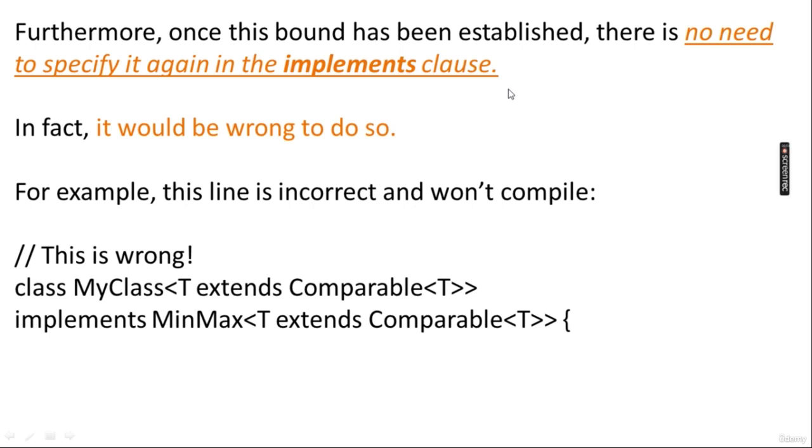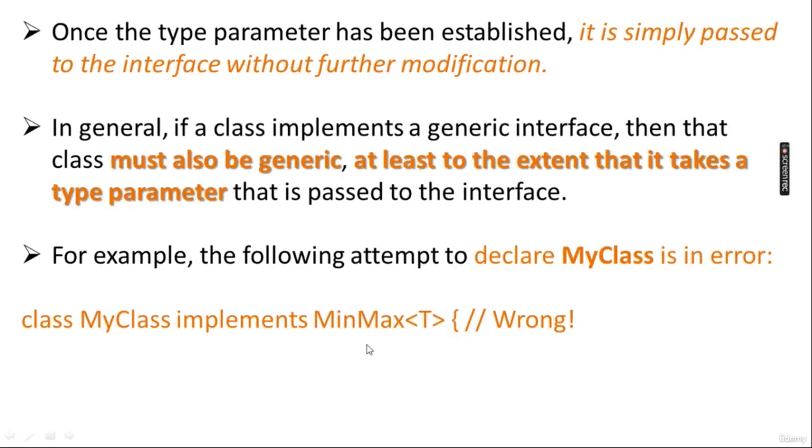Okay, for example, it would be wrong to do so. T extends Comparable<T> we have already written here. Then while declaring the interface MinMax, we have already written T extends Comparable<T>. So we cannot write it here twice. If we write it here twice, it will give you compile time errors. Once the type parameter has been established, it is simply passed to the interface without further modification. Okay, so it is simply passed to the interface, like my class's Comparable interface and your interface's Comparable interface, both are the same and both types are also the same.